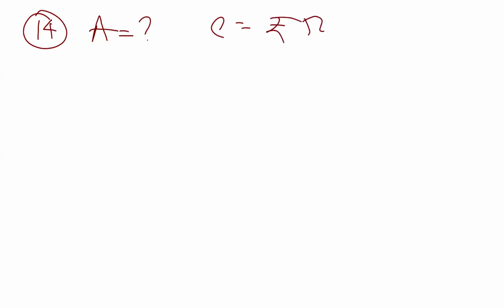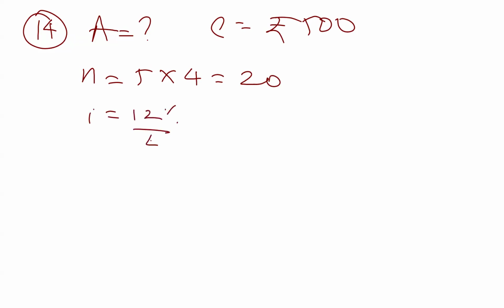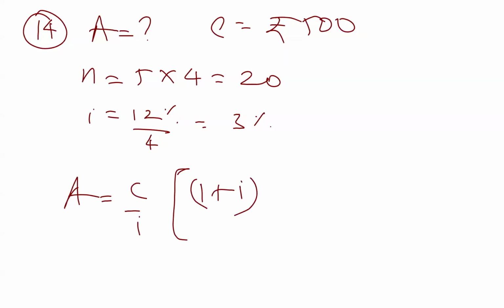So in a year, 4 times we have to make this payment. N is equal to 5 years, 5 into 4, which is equal to 20 installments, and I is equal to 12%. 12% upon 4, which is equal to 3%. So A is equal to C by I, 1 plus I raised to N minus 1. You can use the same formula.